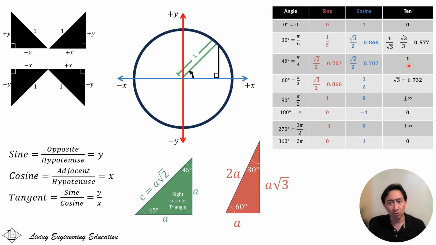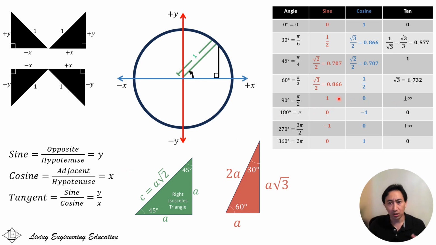Now there's a strange one that shows up here at 90 degrees, or pi over 2, and at 3 pi over 2, along the plus and minus y-axes. For cosine, along this axis, our cosine value is equal to 0. That makes sense because our x value is equal to 0, and cosine is defined as x because it's your adjacent side, right?